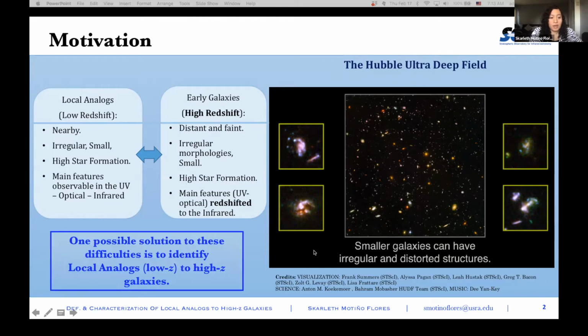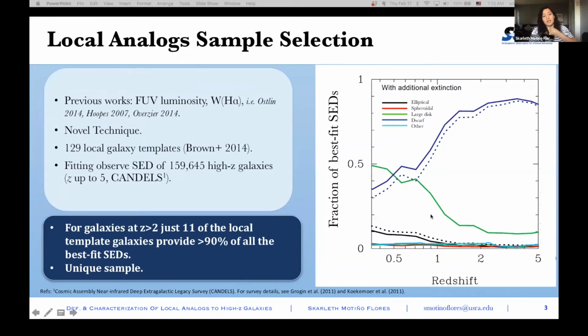So one way to solve these difficulties is to study local galaxies that we call local analogs to high redshift. They may have similar properties and similar morphologies, and we want to see if we can set a connection between these two groups of galaxies.